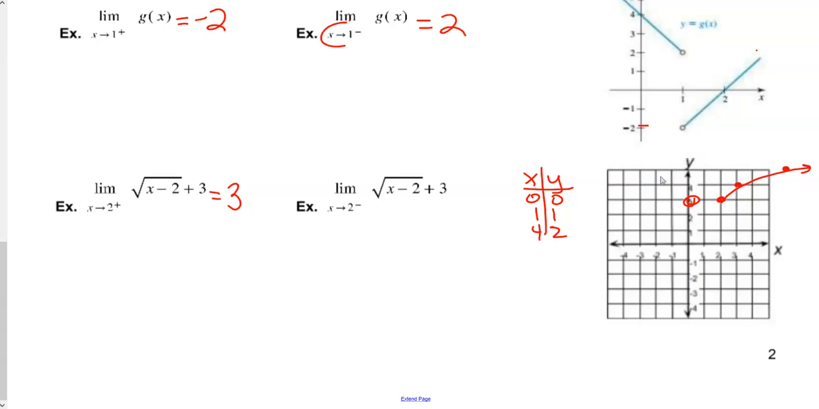Nothing exists here, so we can't even answer this problem. We basically just have to say that that limit does not exist. And if you're asked the reason why, it is because those values are not in the domain. Okay? All right, very good.